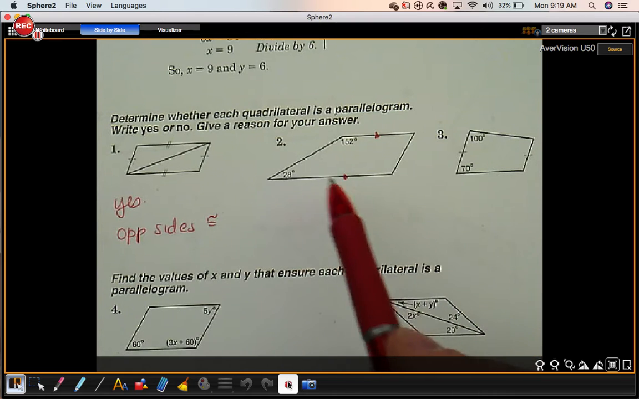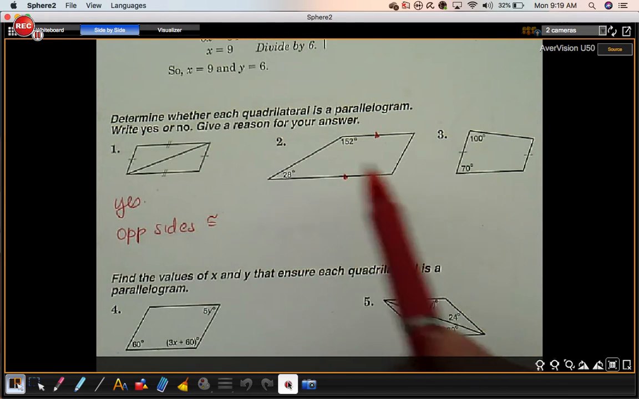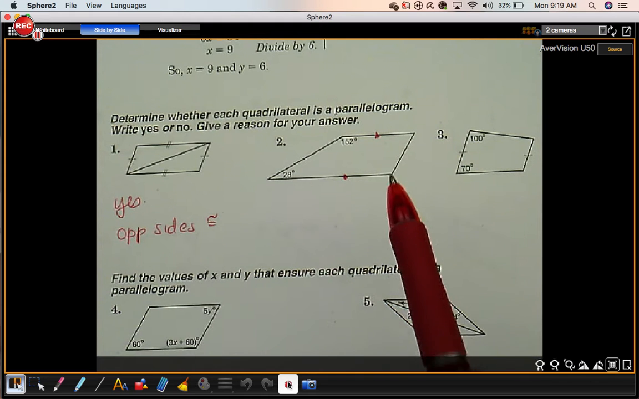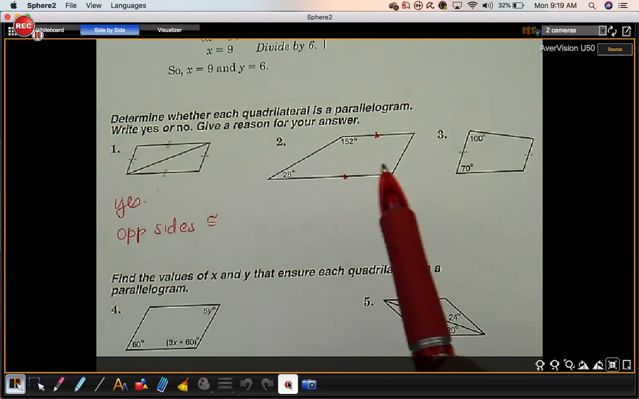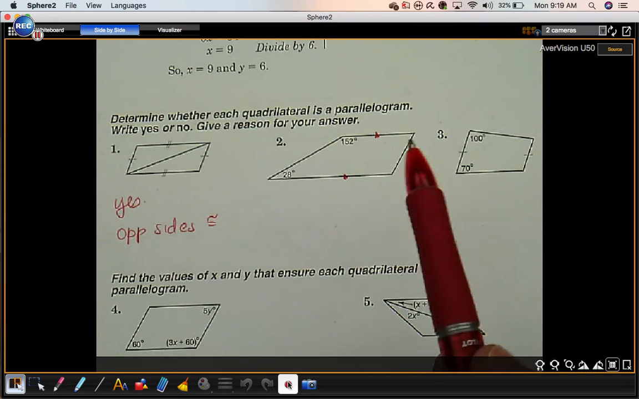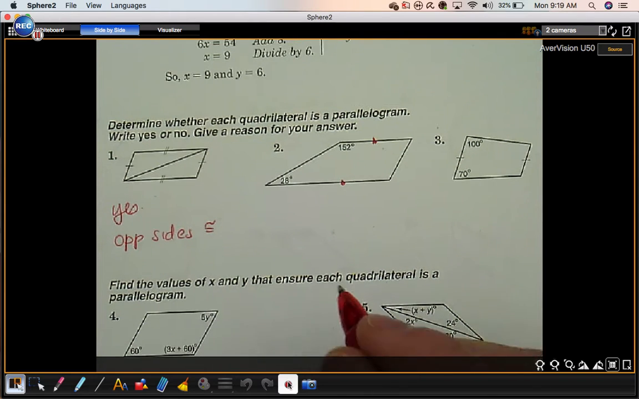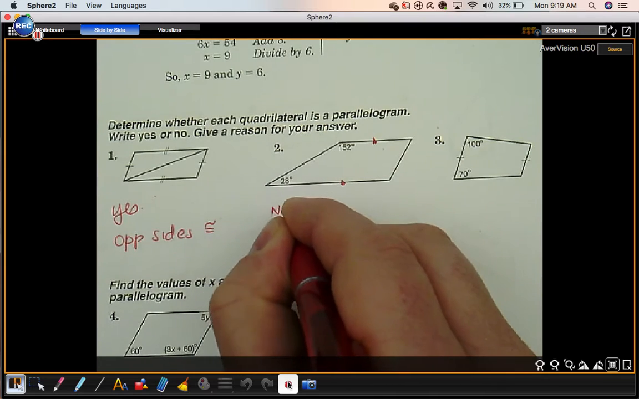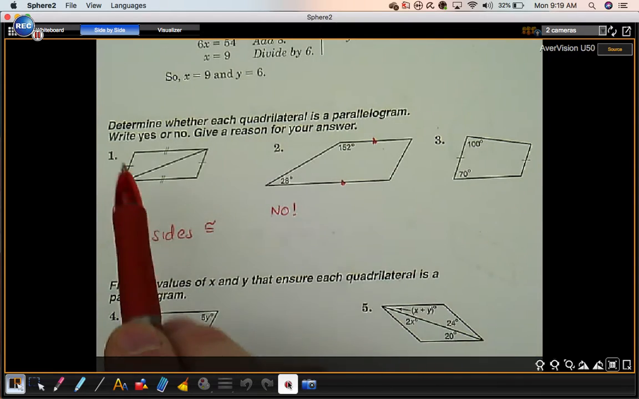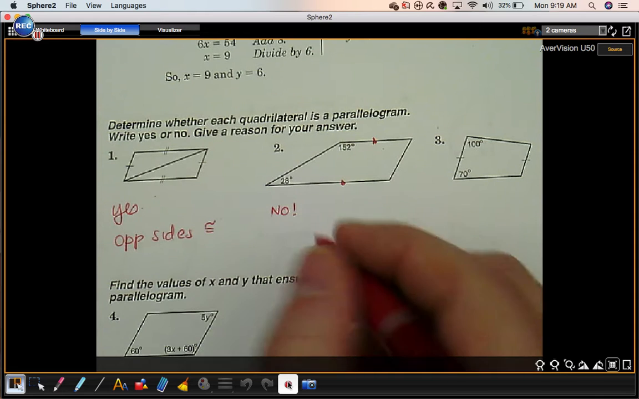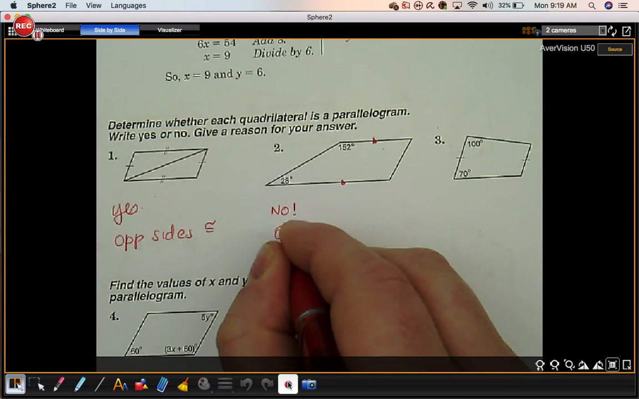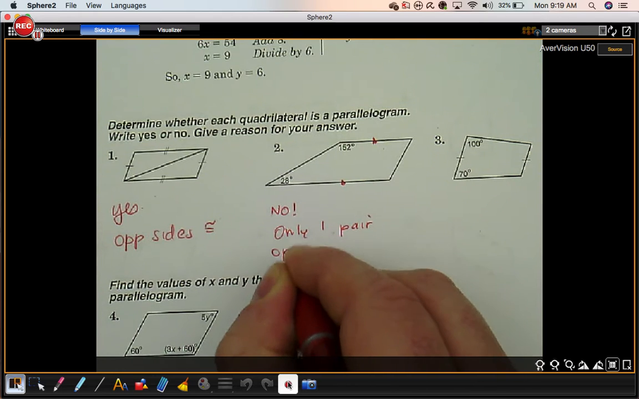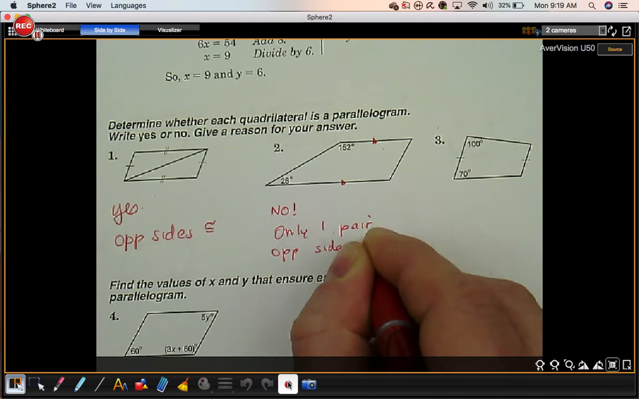That doesn't mean it's a parallelogram because these certainly don't look parallel, and they need to be. And there's no way for us to tell if they are parallel because we don't have consecutive interior angles here or here. So it's really tough to say one way or the other. I'm going to say no just because they say write yes or no. And then I'll just say only one pair of opposite sides are parallel.